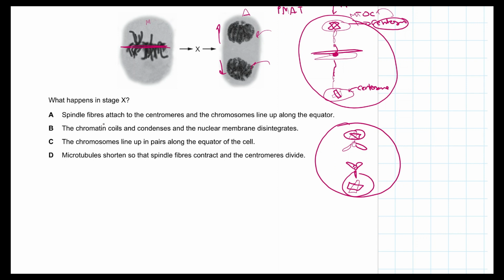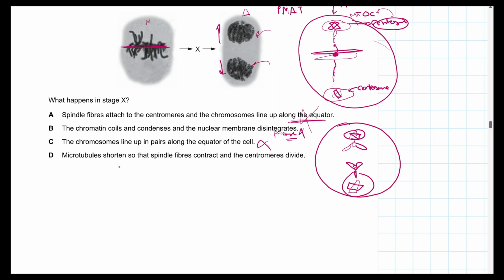A. Spindle fibers attach to centromeres and the chromosomes line up along the equator. Now this is incorrect. Chromosomes line up along the equator and attach to the centromeres. As I said, this happens in the metaphase. Therefore, this is incorrect. B. The chromatin coils and condenses and the nuclear membrane disintegrates. Now, this happens in the prophase stage. Therefore, this is incorrect. For C, the chromosomes line up in pairs along the equator. This is also the metaphase stage. Therefore, this is incorrect, or early metaphase.